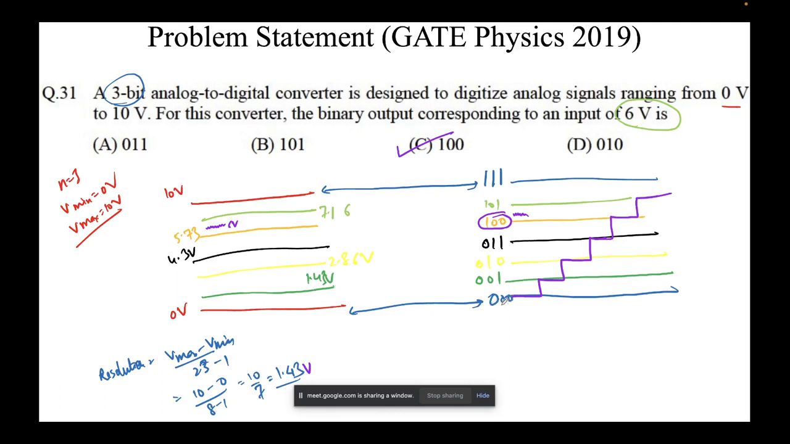So what is the first step after 0, 0, 0? It's 0, 0, 1. So this is the first step, shown in green. Now the second step is in yellow, which is 0, 1, 0, and it will correspond to 2.86. Similarly we drew all the levels, right? If the input is 6 volts, it has reached the level of orange, but it has not reached the level of light green. Hence the answer would be the level of orange, which is 1, 0, 0 here.